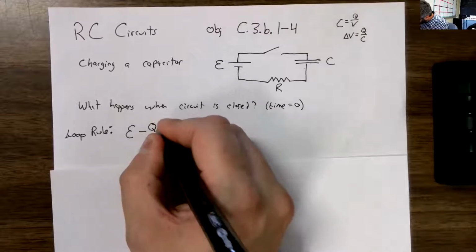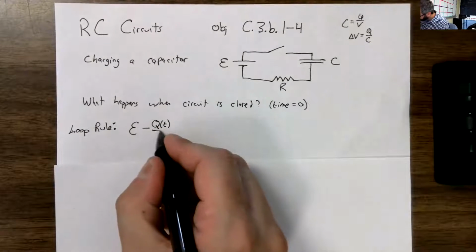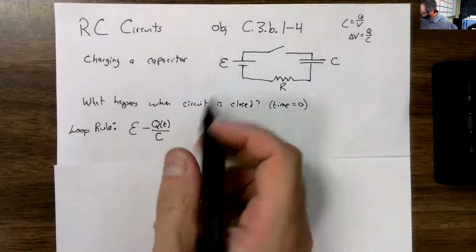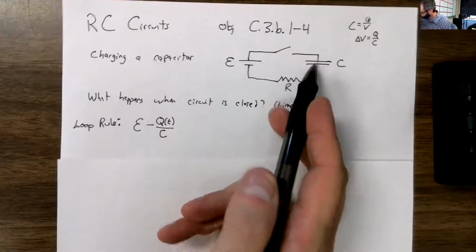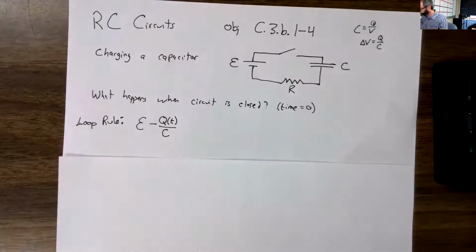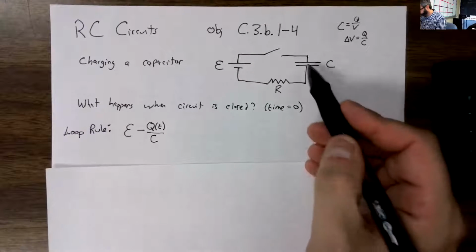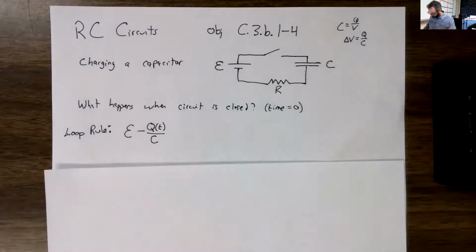And I'm going to make sure I put in Q as a function of time. Because when we first close the switch, there's no charge on that capacitor, so there's not going to be any potential drop. But as time goes on and the capacitor charges up, that's going to change the potential difference across the capacitor.